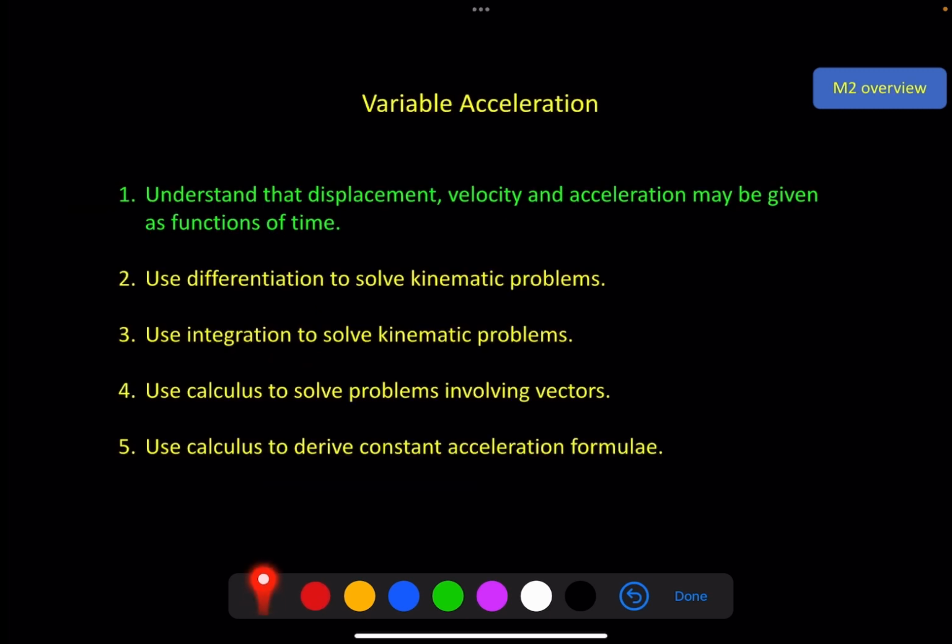An overview of the chapter. In this video we're going to understand that displacement, velocity and acceleration may be given as functions of time. We're going to look at using differentiation and integration to solve kinematic problems, and then we'll apply that calculus to solve problems involving vectors, and also to derive the constant acceleration formulae that we have been using before and which you know so well.